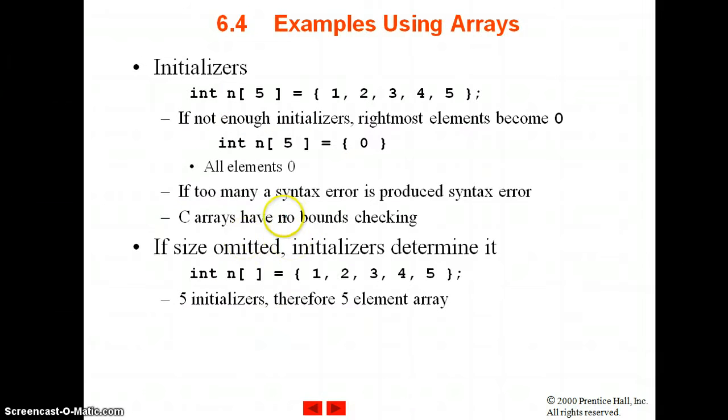We can initialize arrays, or we can assign values in an array by using an initialization statement. Integer n of 5 equal to, in curly brackets, the values are written, and the number of values or number of array elements is equal to the size declared during declaration. So the declared size should match the number of data elements initialized in the curly bracket.